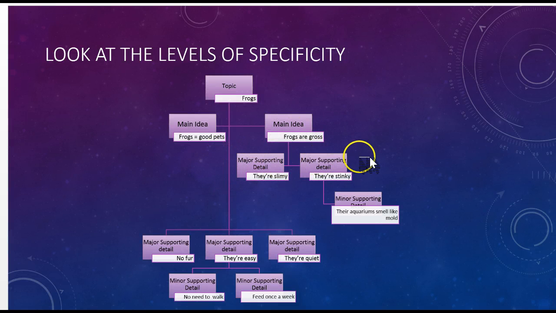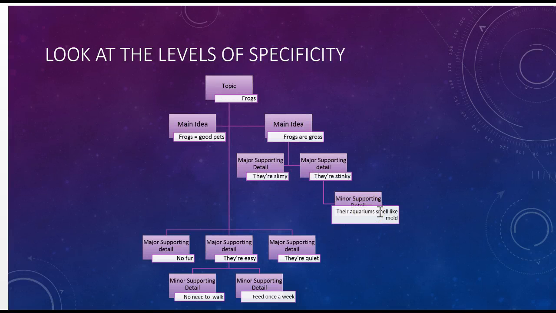Then you have major supporting details. Let's say you've got two major supporting details for frogs being gross. Maybe they're slimy and they're stinky. But then you need minor supporting details. What does it feel like to feel a slimy frog? What exactly do you mean by stinky? Well, here I've got as a minor supporting detail, their aquariums smell like mold. I don't even know if that's true.